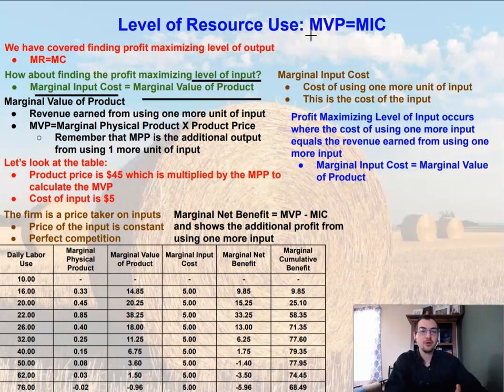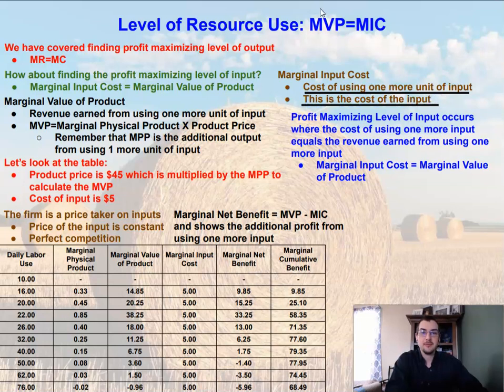So what is the marginal input cost? The marginal input cost is the cost of using one more unit of input. How much more is it going to cost me to use one more unit of input? And guess what? That's just the cost of the input. How much more is it going to cost me to use one more pound of fertilizer? How much more to use one more bag of feed?